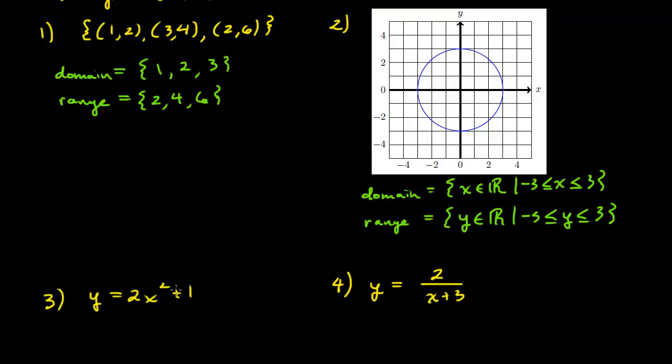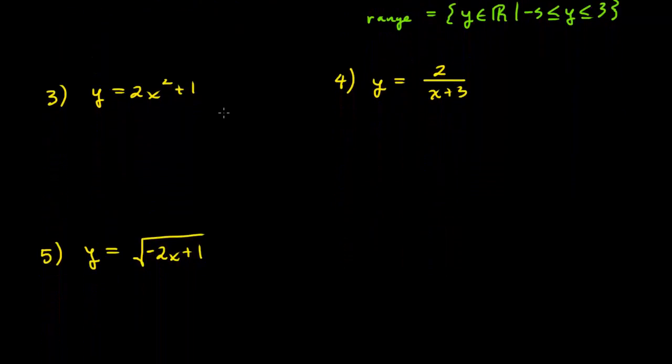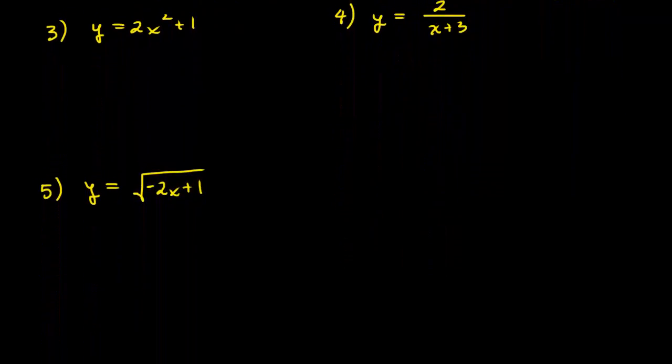So next, let's look at two more examples. In example 3, I'm asked to find the domain and range of this relation, which is y is equal to 2x squared plus 1. So notice that here I've got an equation. So I'm representing this relation in terms of an equation. So my rule for associating the elements in the domain with the elements in the range is just an equation.